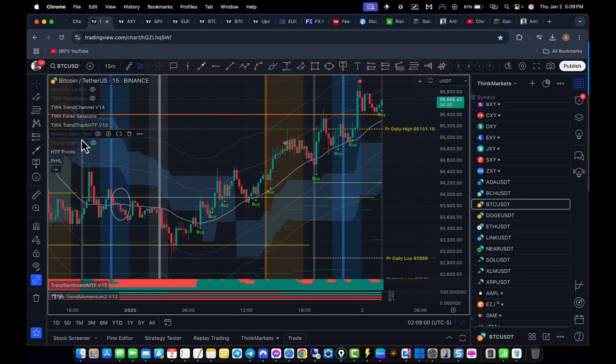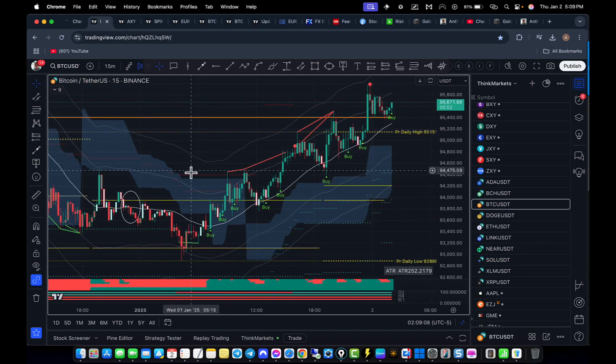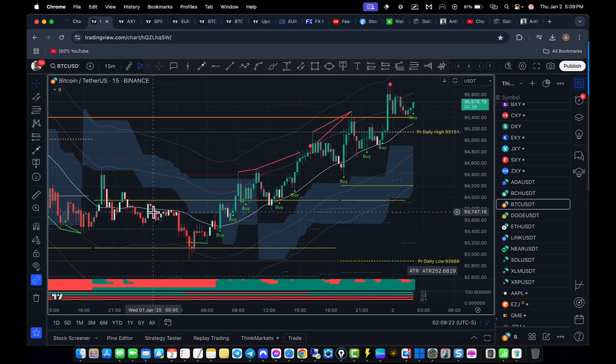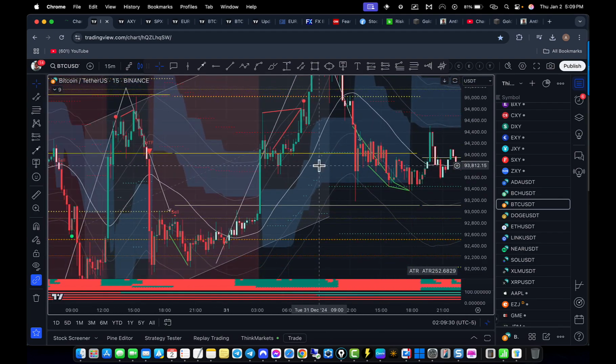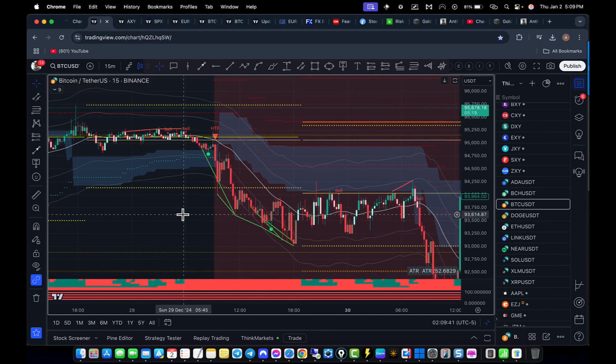Okay, this was yesterday. As I said, you can get aggressive if you like. You see the bars are red, the candles are red, they turn green. You can go with that. But more importantly, let's just clear some of these drawings. Now, we wait for a little bit more confirmation.